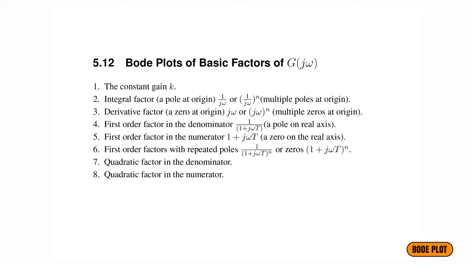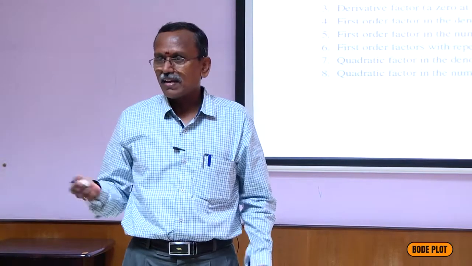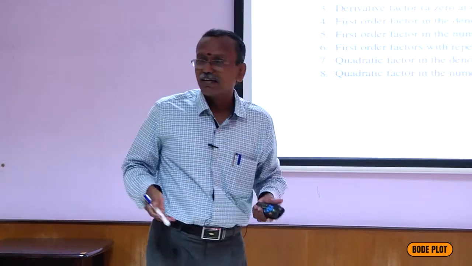Next, a first order factor in the denominator. As I mentioned, 1 by tau 1 S plus 1, or 1 by S plus P1 in pole-zero form. What is the magnitude plot and Bode plot for that? Then a first order factor in the numerator, and first order factors with repeated poles: 1 by (tau 1 S plus 1) whole square, whole cube, whole power n. Similarly, a quadratic factor. Sometimes we cannot factorize it, as the roots would be complex numbers, so we keep it as a second degree equation. That is called quadratic form: A S square plus B S plus C. What is the Bode plot for that?